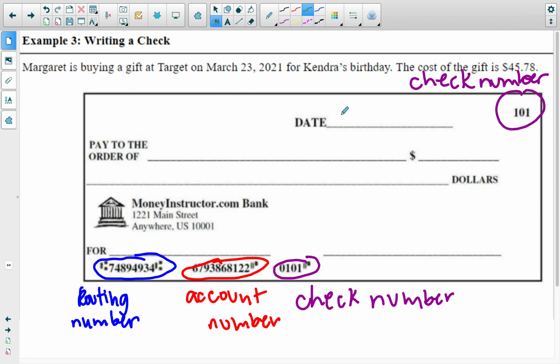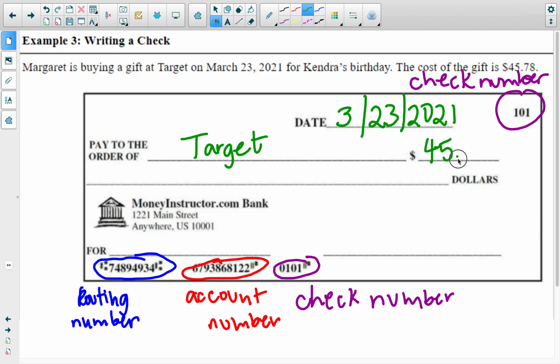When we're writing a check, first thing we want to do is put the date. So Margaret's writing this check on March 23rd, 2021. And Margaret is making a purchase from Target. So this line that says pay to the order of, that is who are we going to pay this money to? Well, we're going to pay it to Target. Next thing we do is write the amount of money in numbers. $45.78, that goes right here on this line. And then this big line with the word dollars after it, that's where we write our amount of money in words.